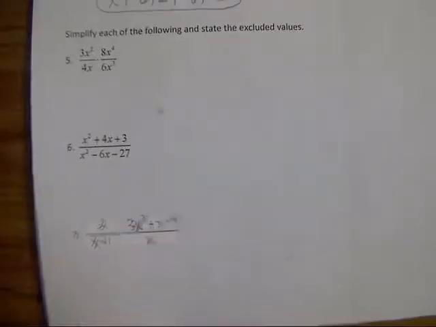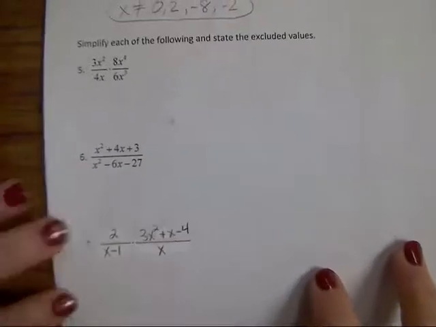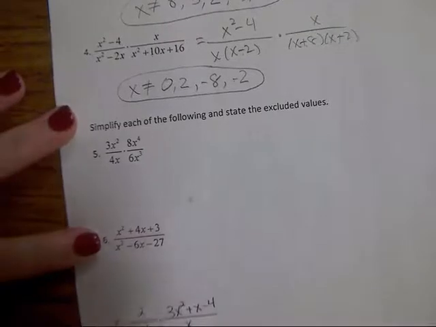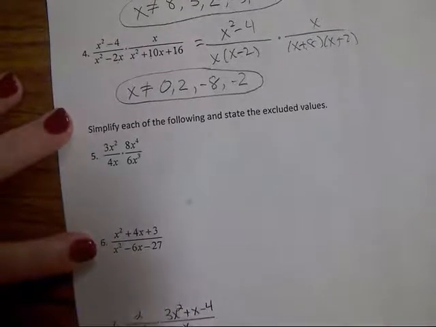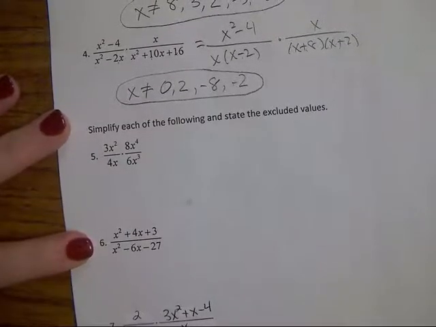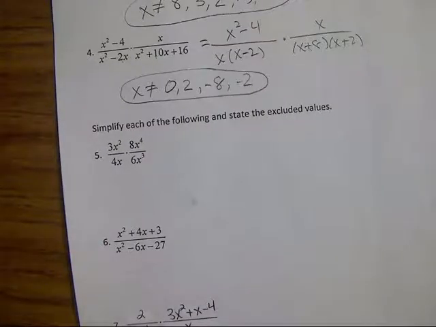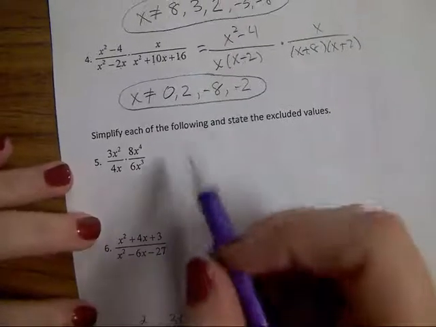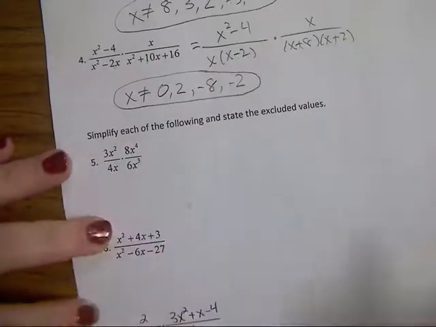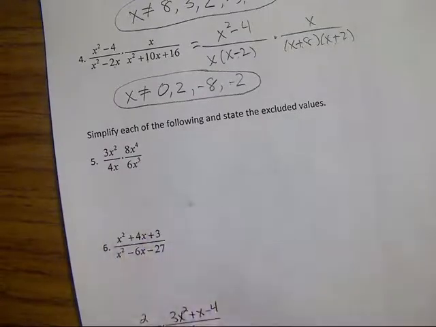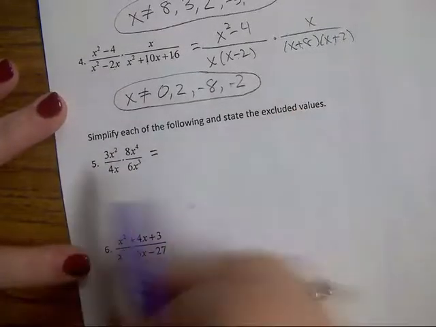All right, starting with our multiplying and dividing. Right here, number 5. Number 5 is I have a monomial for every numerator and every denominator. So what I'm going to do is multiply straight across, and then I'm going to simplify afterwards. If you want to simplify now, and then multiply across, you can do that too. You should end up getting the same thing that I do. I'm going to go straight across though.